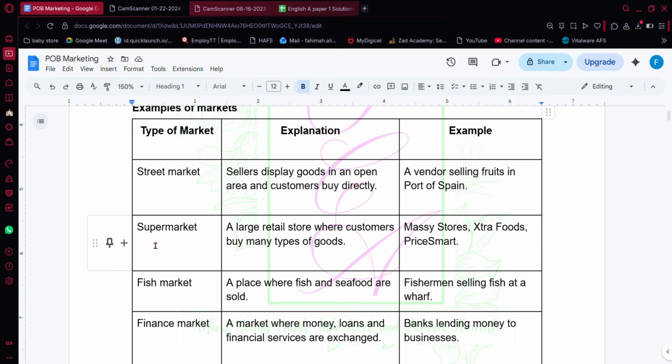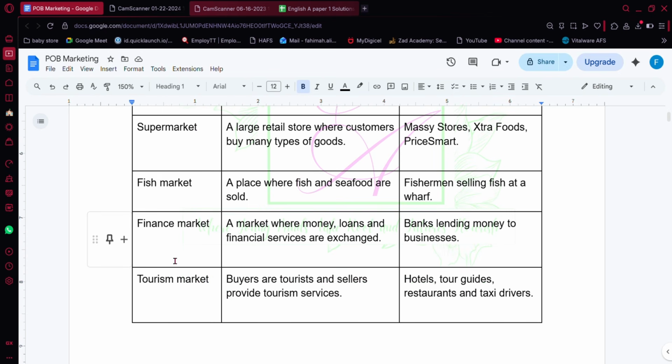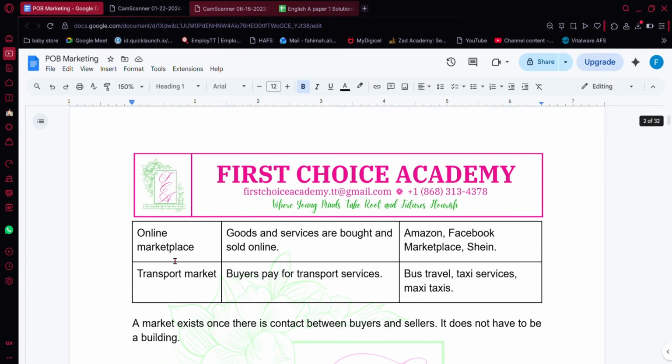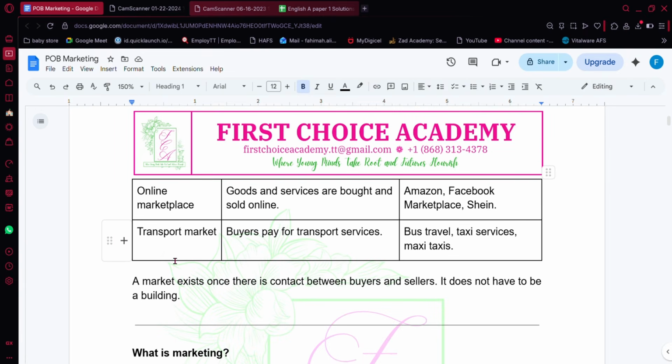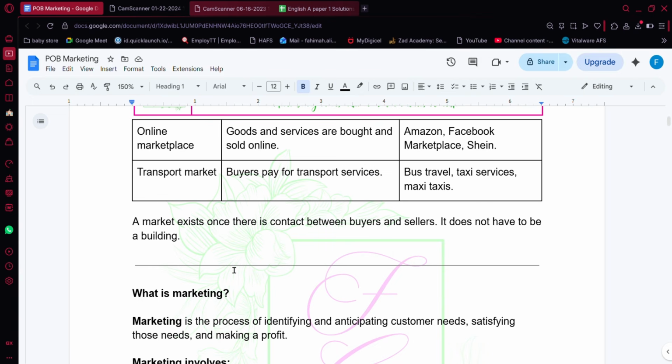Examples would be a street market, supermarket, fish market, finance market, tourism market, online market, and even a transport market. A market exists once there is contact between buyers and sellers. It doesn't have to be a physical building.